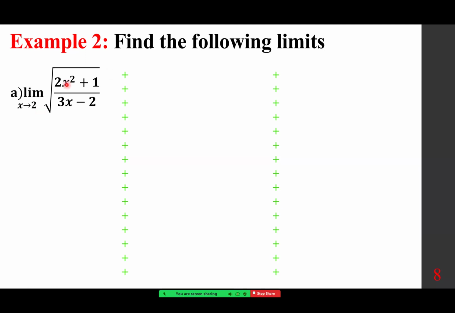You plug in 2 here, you get 2 squared, 4. 4 times 2, 8, plus 1 is 9. 3 times 2, 6 minus 2 is 4. Square root of 9 over 4. You take the square root of each one and you get 3/2. You just plug in and it works. That's all there is to it.